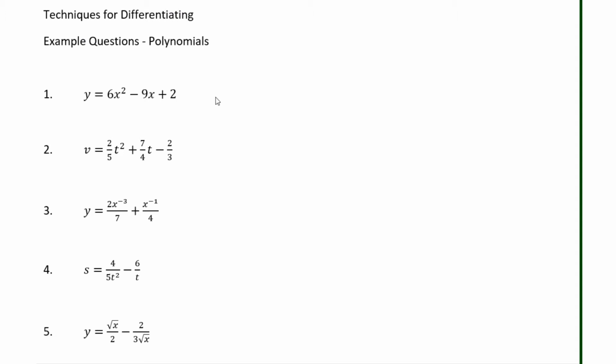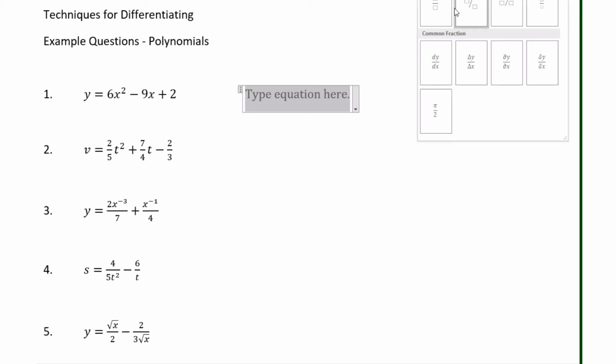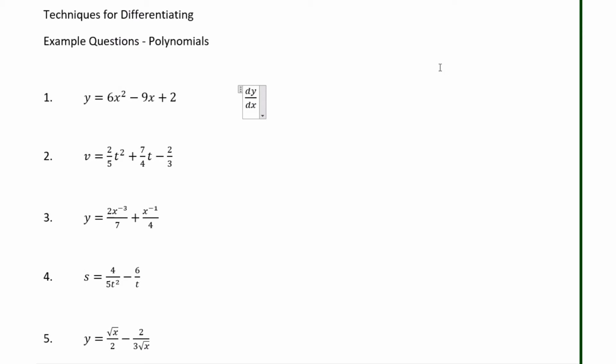So if we're differentiating this, the first thing we're basically going to do is to look at it and think, is it y and x? Well, it is, so therefore we're going to start off with dy by dx equals. So then we look at the first term, and the rule is multiply the power by the number in front. So 2 times 6 is going to give us 12. And we reduce the power by 1, so that's x to the 1. Well, normally x to the 1 we would just write as x, so I'll leave that as 12x.